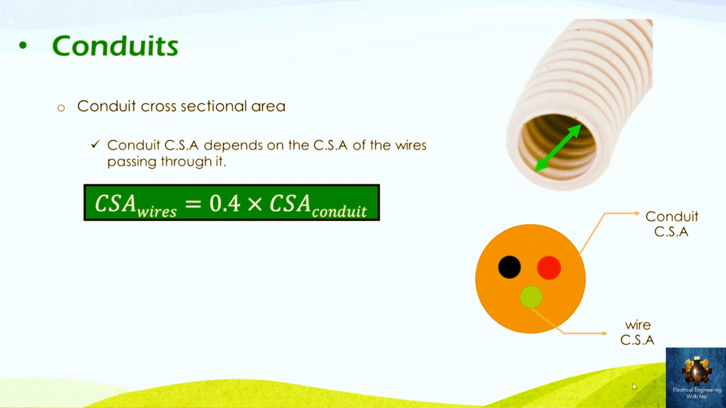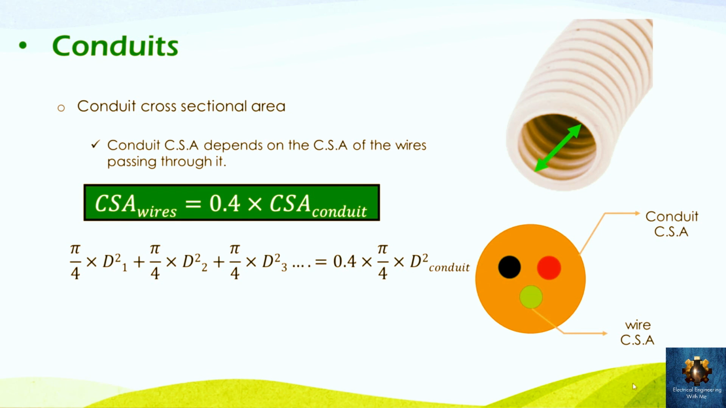Very good. Now we can rewrite this equation as the summation of the area of each wire equal to 0.4 of the conduit area. So it's pi over 4 of D1 squared, which is the first wire diameter squared, plus pi over 4 times the second wire diameter squared, plus pi over 4 times the third wire diameter squared, and so on until the last wire. And this is equal to the right hand side, which is 0.4 times pi over 4 times the diameter of the conduit squared, or the total diameter of the conduit squared.